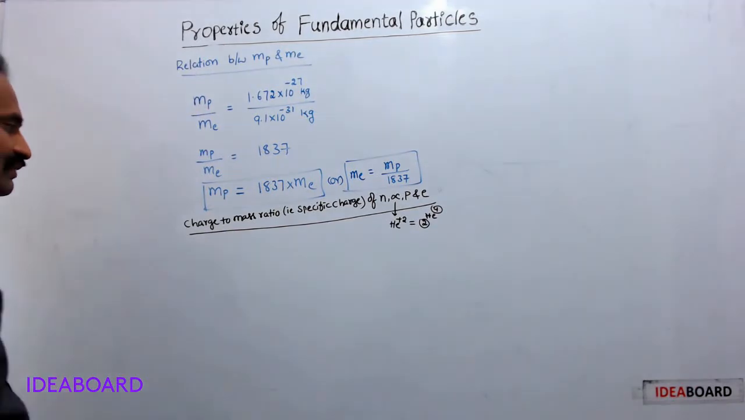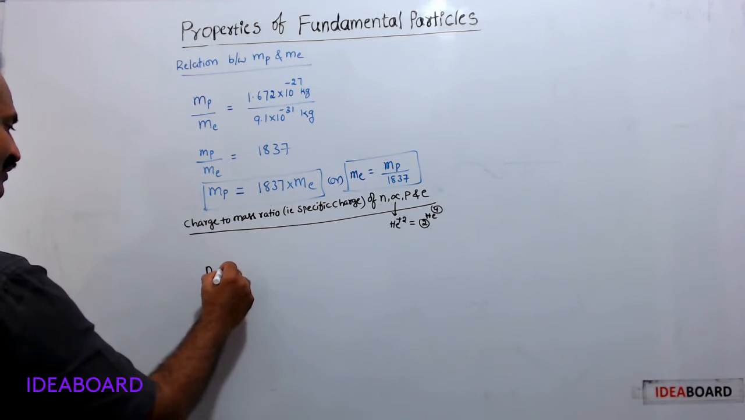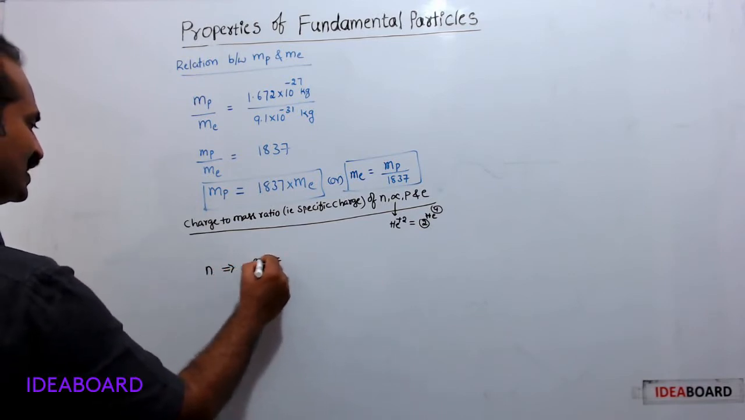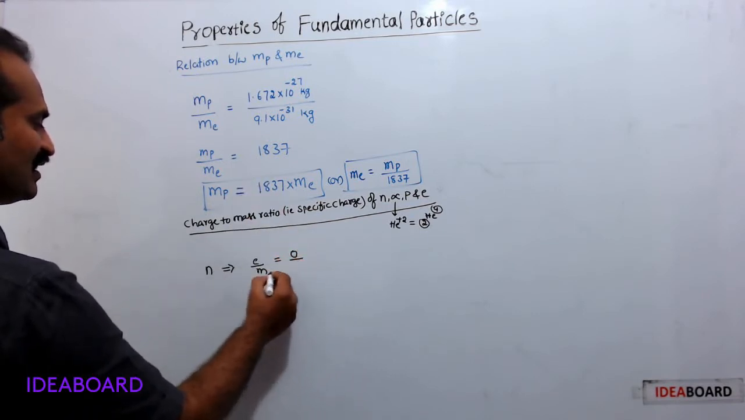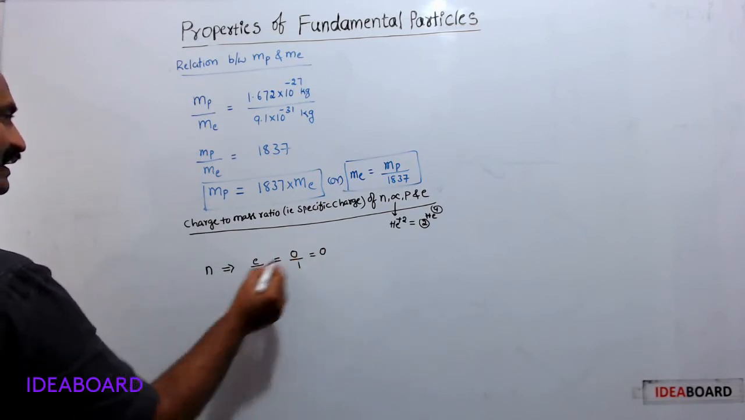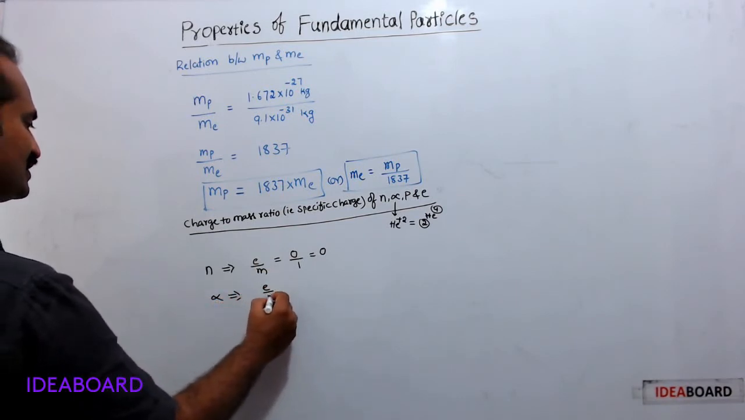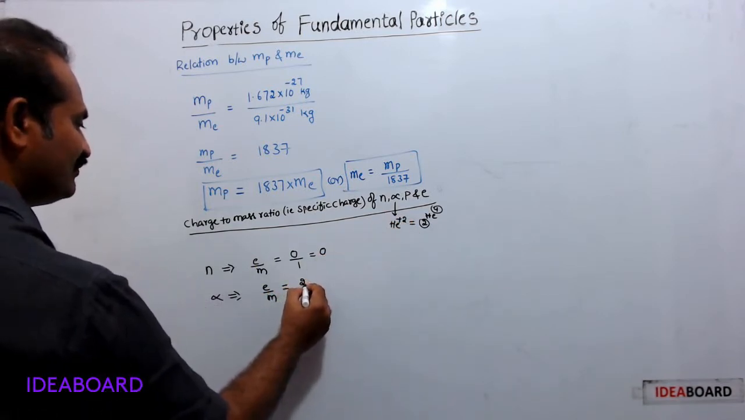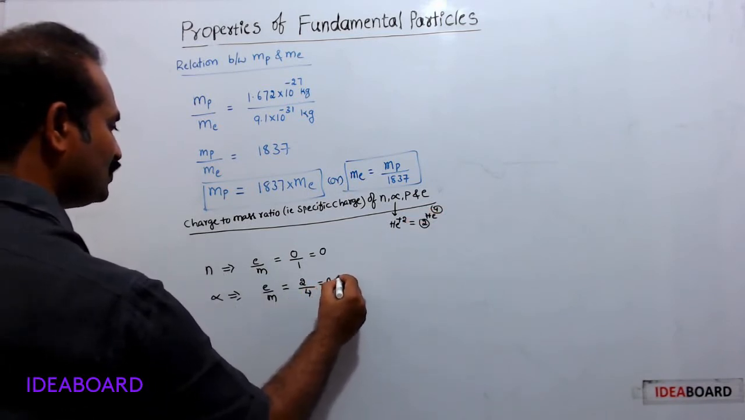Now come to specific charge of neutron, e by m. Charge of neutron is 0. Relative mass of neutron is 1. Therefore 0 by 1, 0. Okay. Next come to alpha particle. Alpha particle charge to mass ratio. For alpha particle, 2 units positive charge is there. Therefore charge to mass, 4 units, 2 by 4. Then you will get 1 by 2, 0.5.